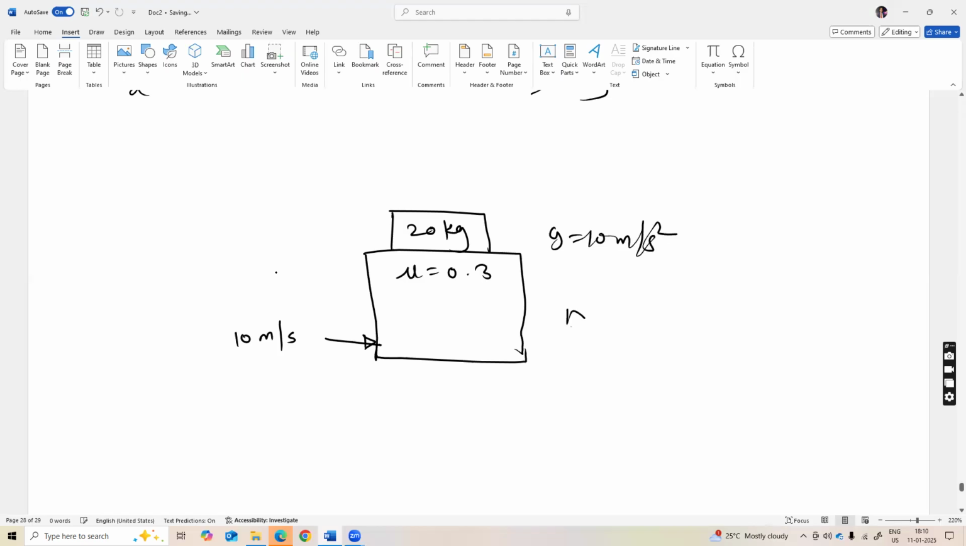Can you find out the normal reaction and frictional force in this case on this block? Okay. Yes, sir. Give me 2 minutes. Okay.